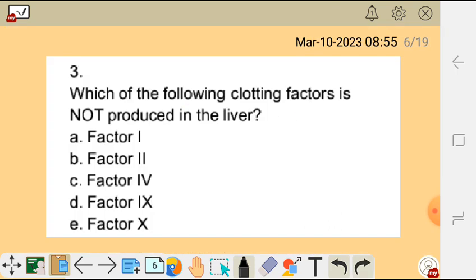We move on to question 3. Which of the following clotting factors is not produced in the liver? A. Factor 1, B. Factor 2, C. Factor 4, D. Factor 9, E. Factor 10.